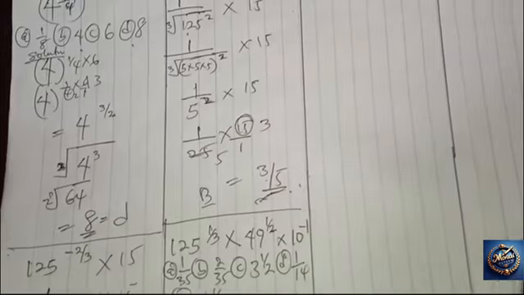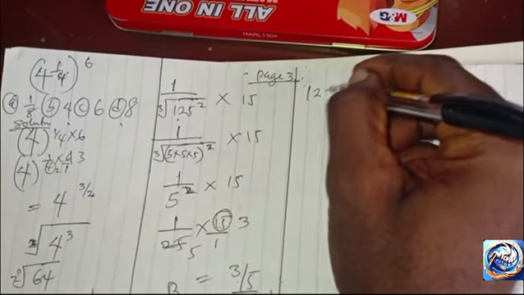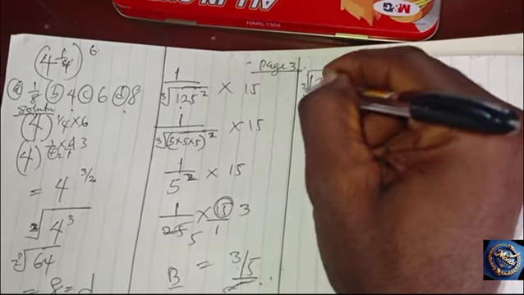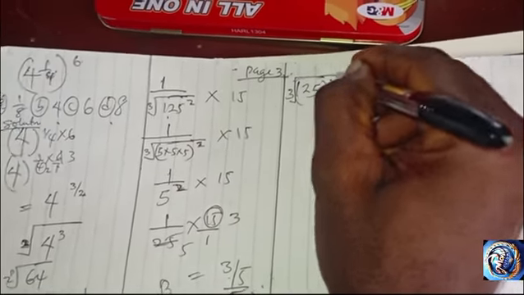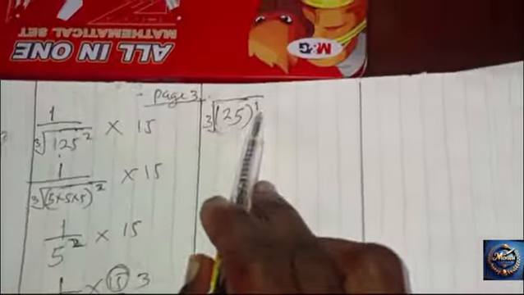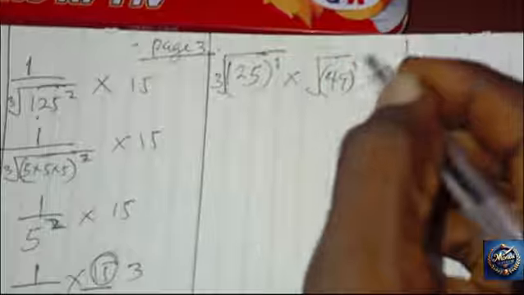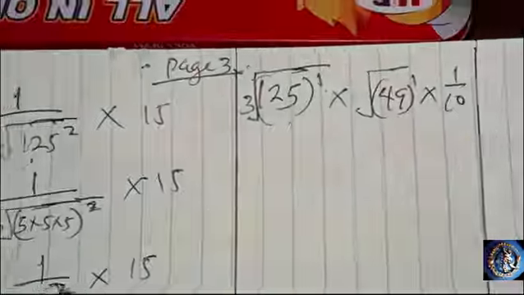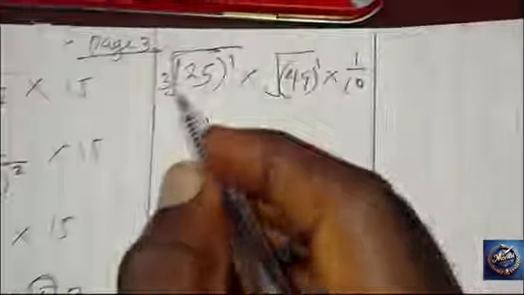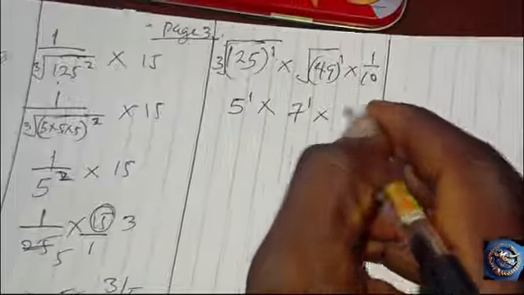So let's solve it. To solve that, I'm going to come here. Because it is 125 raised to the power 1 over 3 here, I'm going to find the third root of it and raised to the power of 1, times the square root of 49 raised to the power of 1, times 1 all over 10. So times 1 over 10. So we have the third root of 125 is going to give me 5 raised to the power 1 times 7 raised to the power 1 times 1 all over 10.